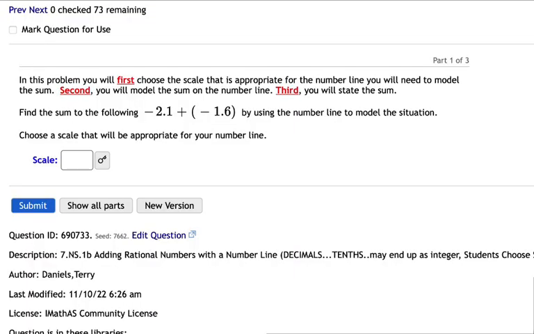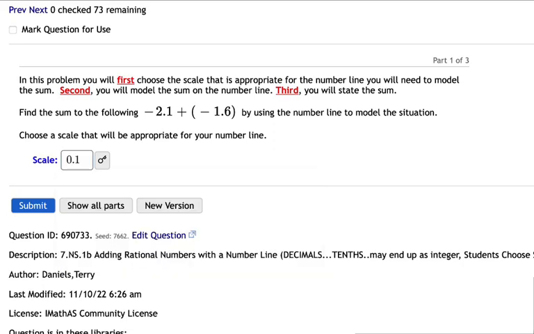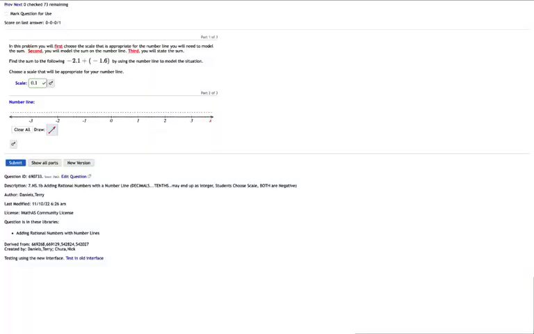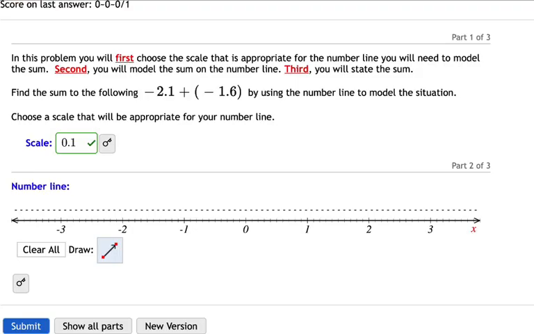Continuing with the number line problems, this time we have -2.1 plus -1.6. We first choose our scale. Back in earlier grades, you would have phrased -2.1 as -2 and 1/10, and -1.6 as -1 and 6/10. So both of these numbers are by tenths. That is what our scale should be, 0.1 or 1/10. When we press submit, you can see that our number line is then divided into 10 sections, or in tenths.